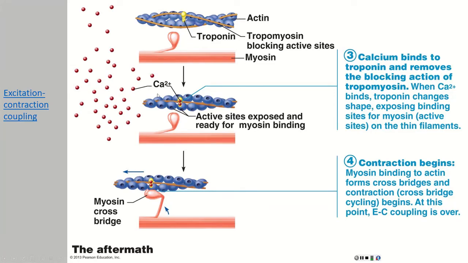So, that calcium rushed in, it bound to the troponin, and that pulled the tropomyosin out of the way. We formed a cross bridge. Now we're going to get to see what happens as a result.